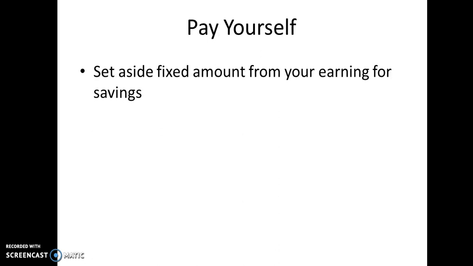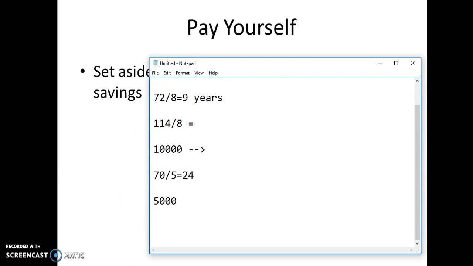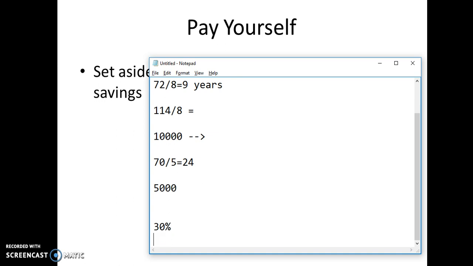Next, the basic thumb rule for any investment is that you always set aside a fixed amount from your earnings for savings, which we call the pay yourself first rule. If you are new to the world of earnings, a youngster who has just completed college and joined a job or started a business and doesn't have many responsibilities, the basic thumb rule is that you save at least 30% of your income.